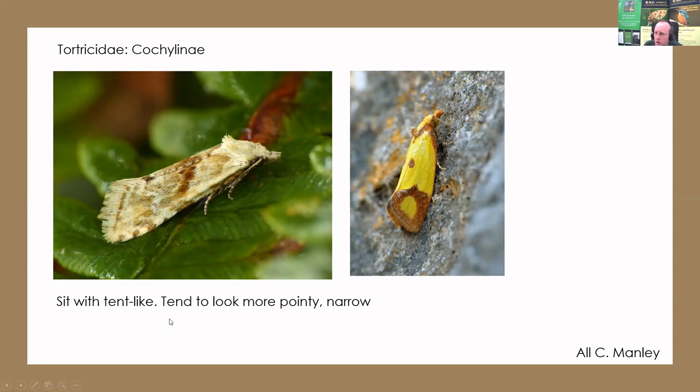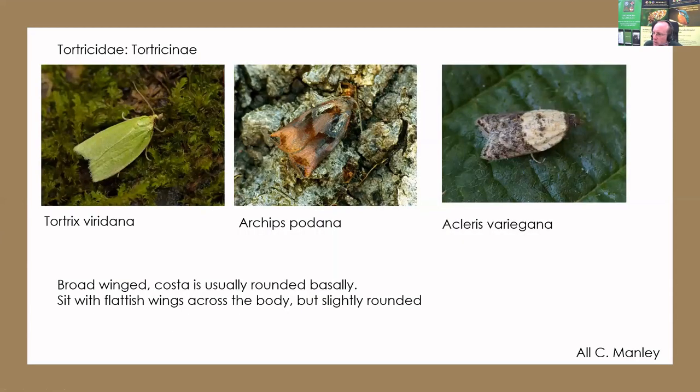Yeah, so that's the Cotylidae. The Tortricidae, then, are generally broad and rounded along the costa, and they have a very distinctive rounded shape. They tend to be relatively flat, but again with a gentle rounding across the back.